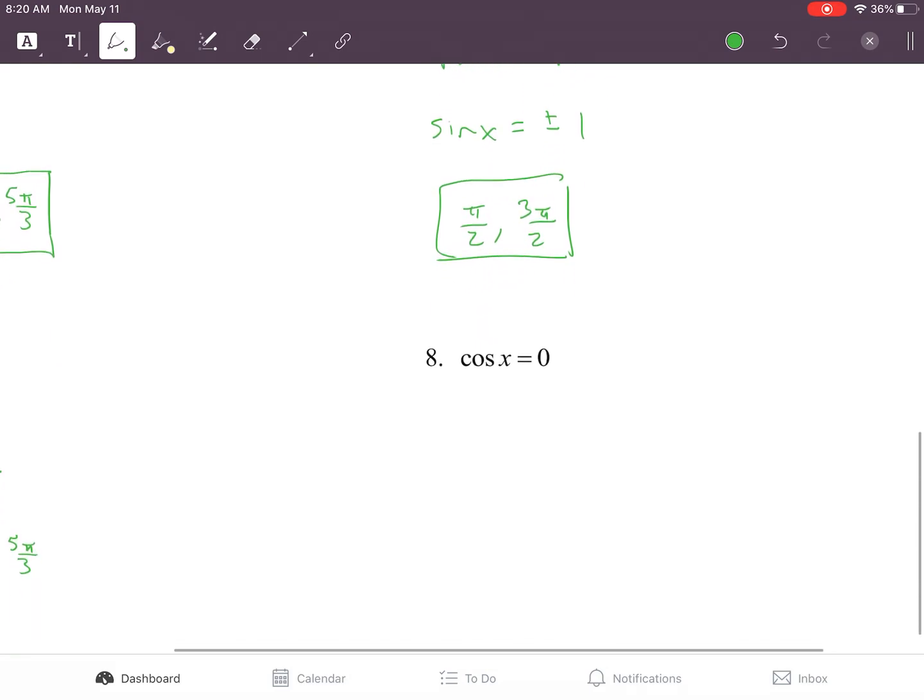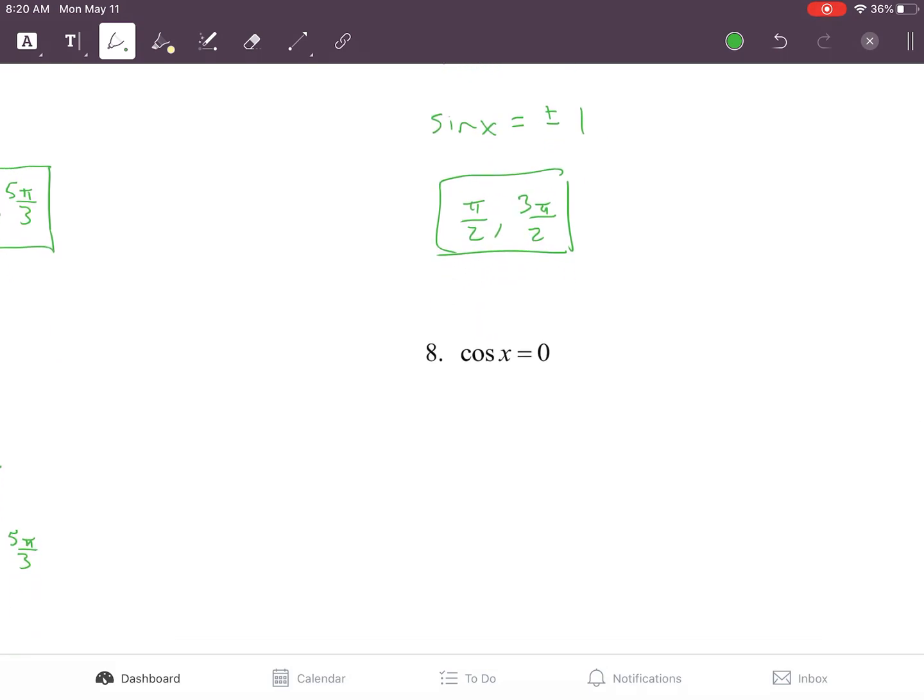And lastly, cosine of x is 0. In this case, where is the x value on the unit circle going to be 0? There are 2 spots: pi over 2 and 3 pi over 2. And that is it. That is how you solve a trig equation.